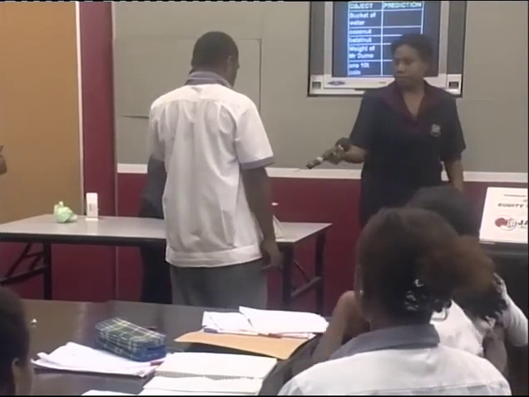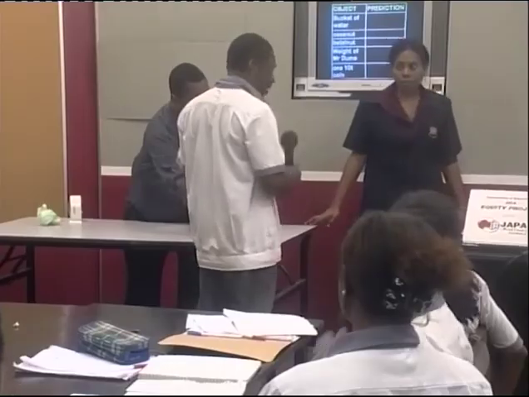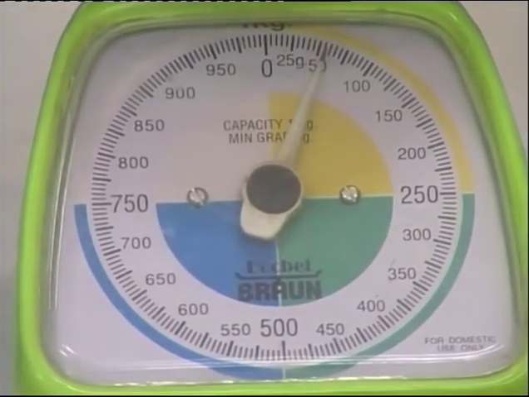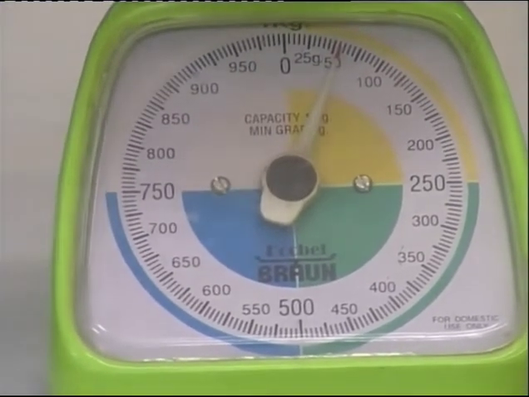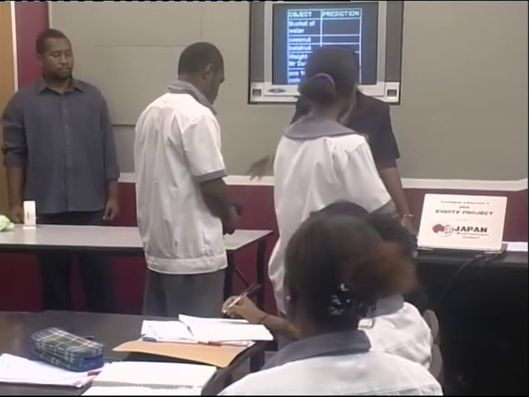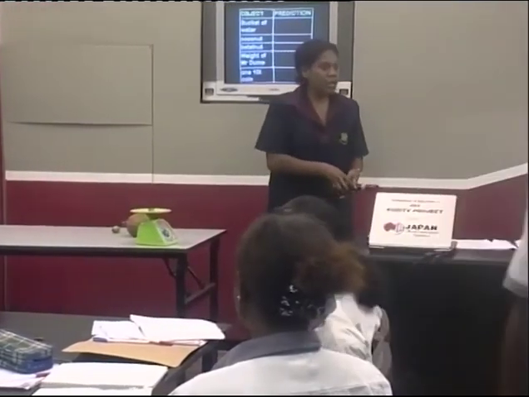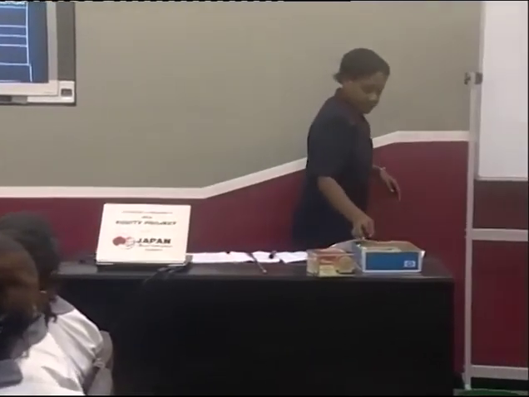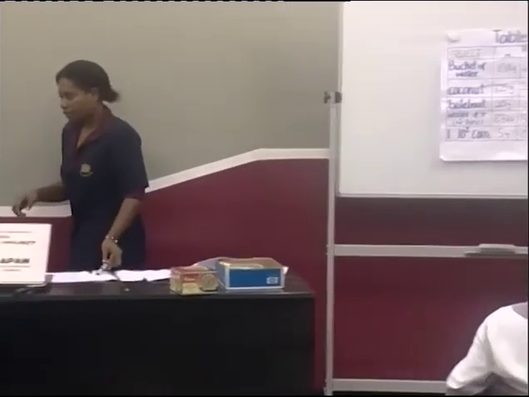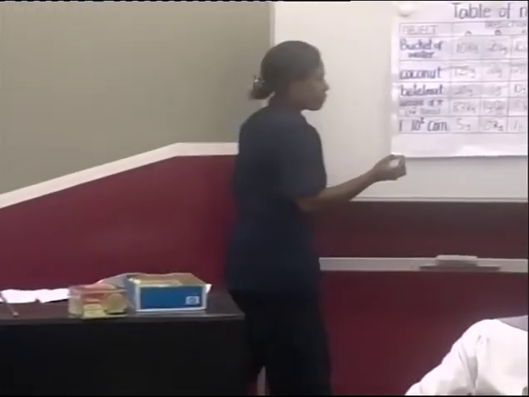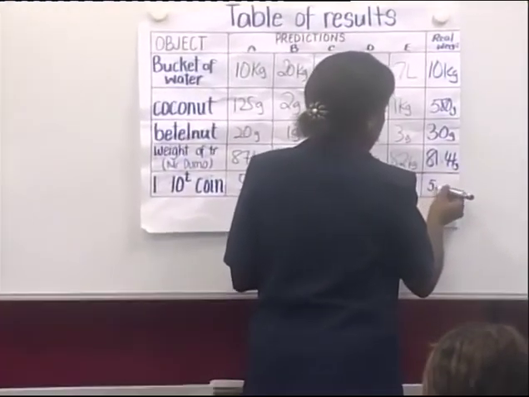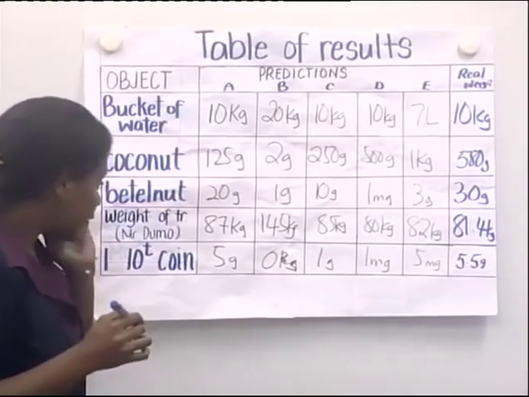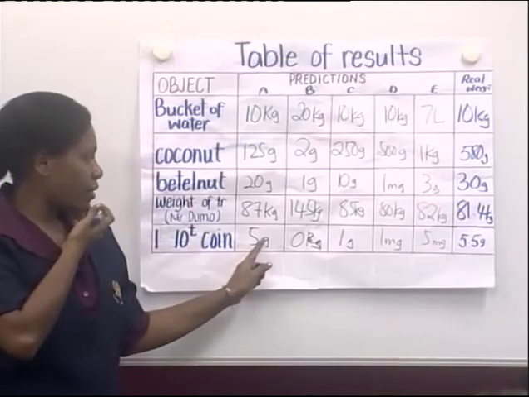Okay, Eddie? 55 grams. Okay, 55 grams for how many coins? 10 toya coins. Okay, so what are you going to do? Divide by 10. So what is your answer? 5.5 grams. Now you have a look at your predictions. Okay, group A, very good. Your prediction was very close.